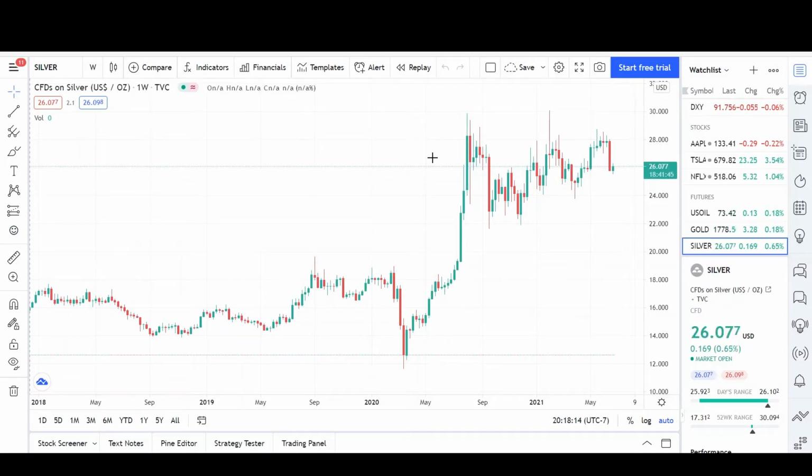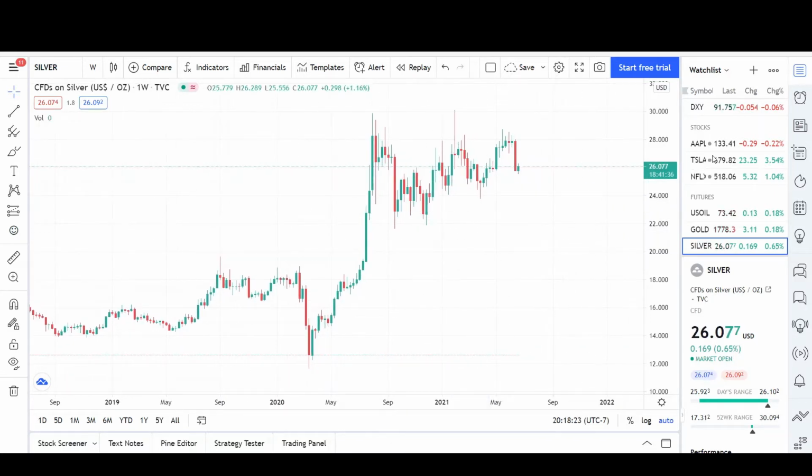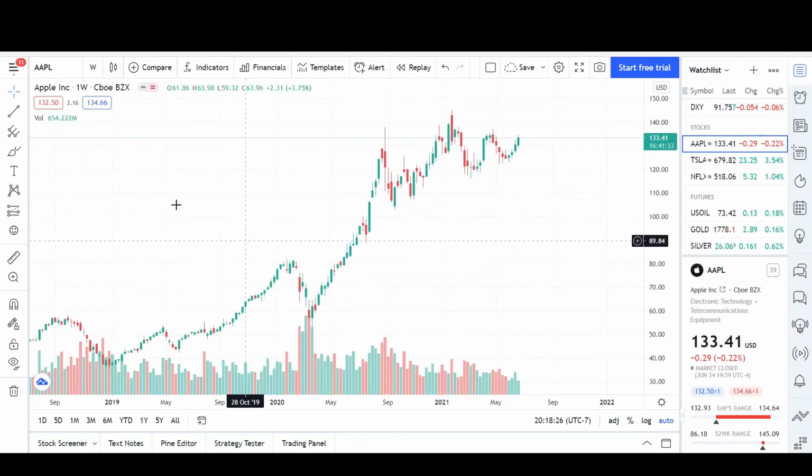Today we're going to be looking at 3 tech stocks, and 2 of which will be the FANG stocks such as Apple and Netflix. So let's go ahead and dive in. Let's first start with Apple and see what's going on the chart.